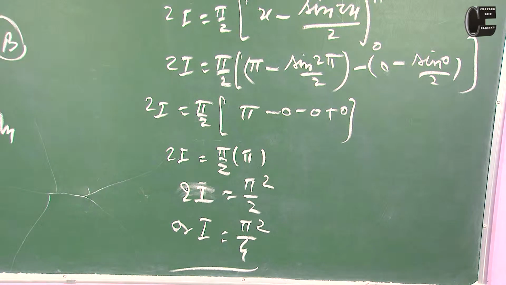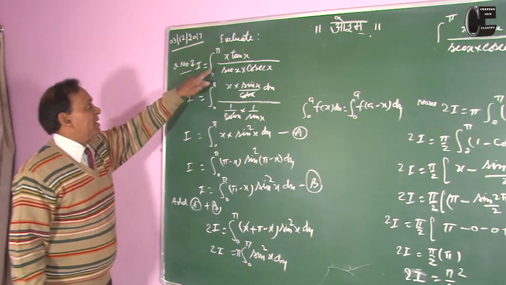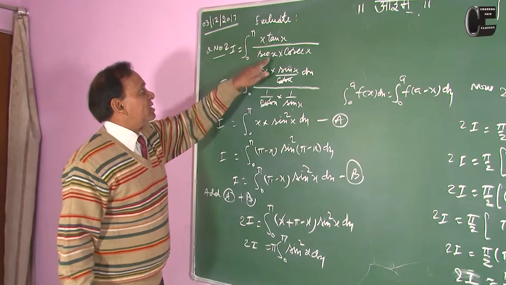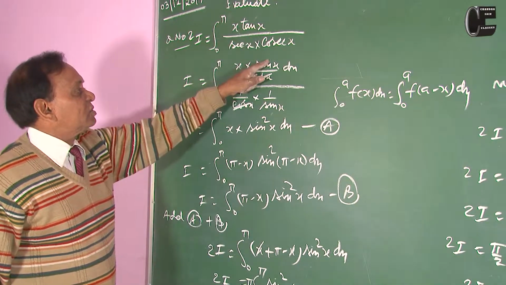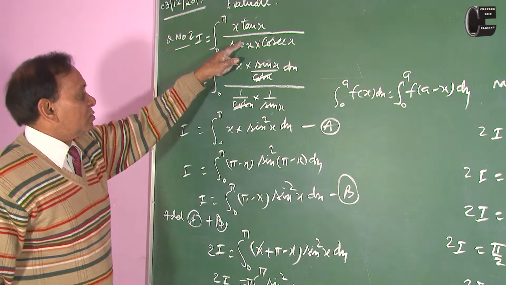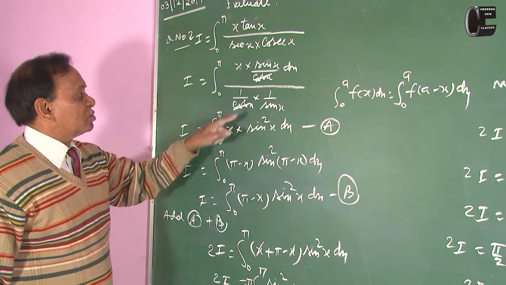I am repeating again. We are given this question. Integrate 0 to pi x tan x, sec x, cosec x. Convert tan x: sin over cos x, for sec x: 1 over cos x, for cosec x: 1 over sin x.